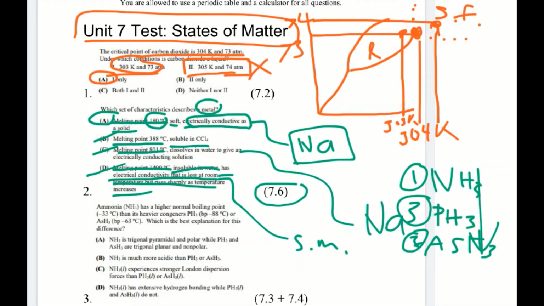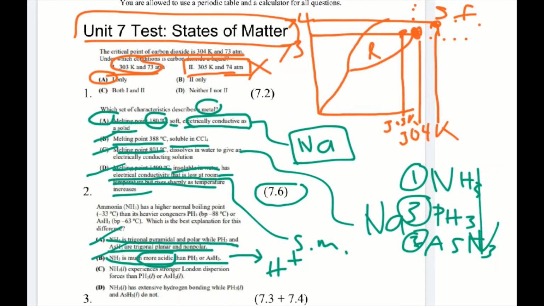Well, let's read our responses. A: NH3 is trigonal pyramidal and polar, while PH3 and AsH3 are trigonal planar and nonpolar. Now, I don't think this is true, because if you draw out their Lewis structures, they will all look the same, so A is out. B: NH3 is much more acidic than PH3 or AsH3. Now, I don't think that something being more acidic, which means that it has a higher tendency to release protons in the form of H+, I don't think that has to do anything with the boiling point. That might have to do with reactivity, but boiling point, not really.